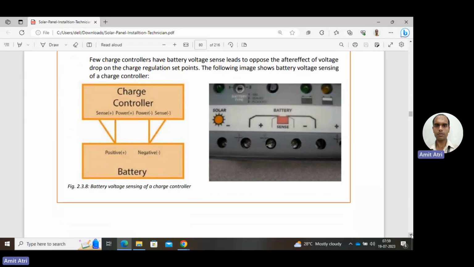Now, a few charge controllers have battery voltage sense leads to oppose the after effect of voltage drop on the charge regulation set point. It is shown here in the image. The charge controller has sense power leads, both positive and negative, connected with the battery, so it is sensing the voltage of the battery.